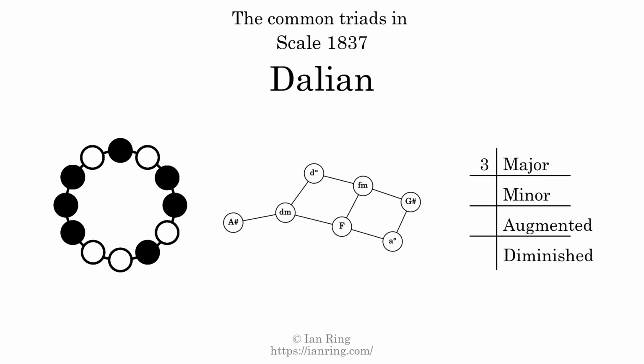There are 3 major triads. There are 2 minor triads. There are no augmented triads. There are 2 diminished triads. Here is a Hamiltonian path of parsimonious voice leading that uses all the triads.